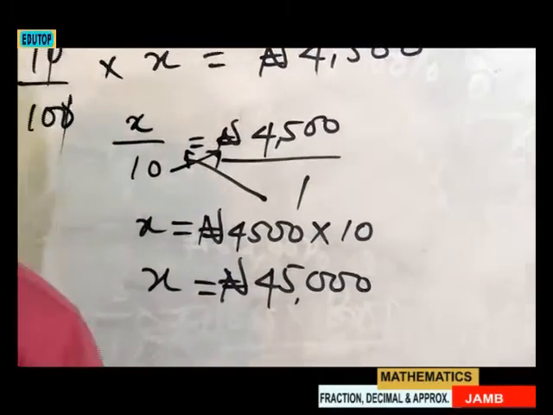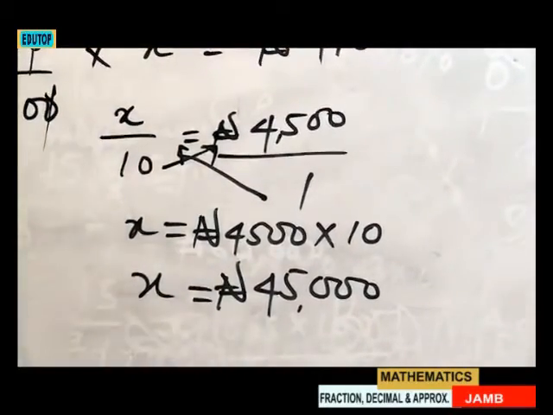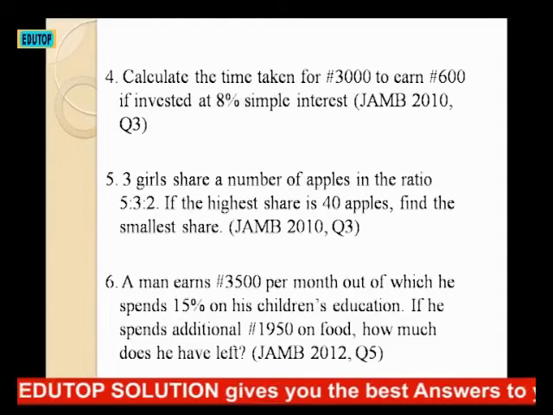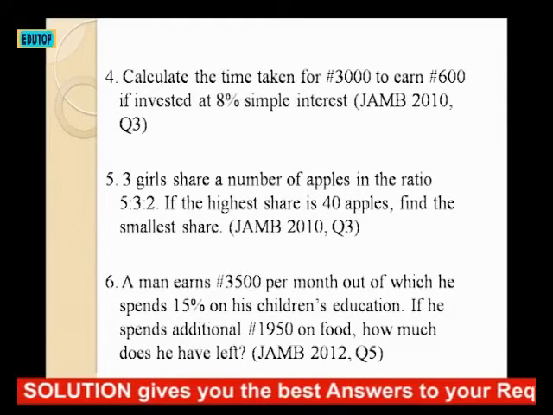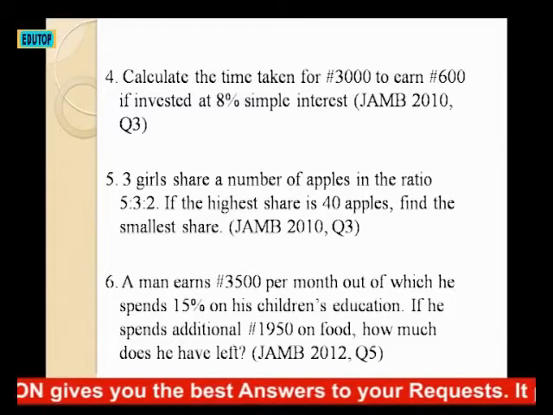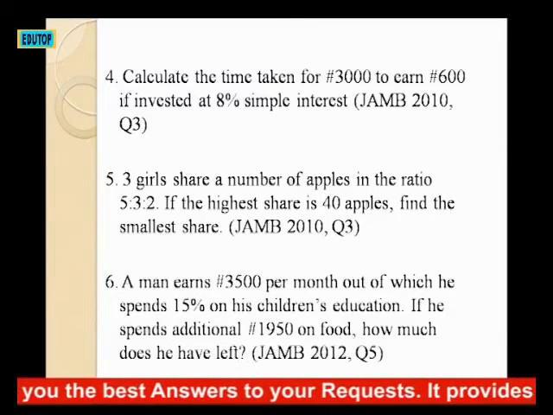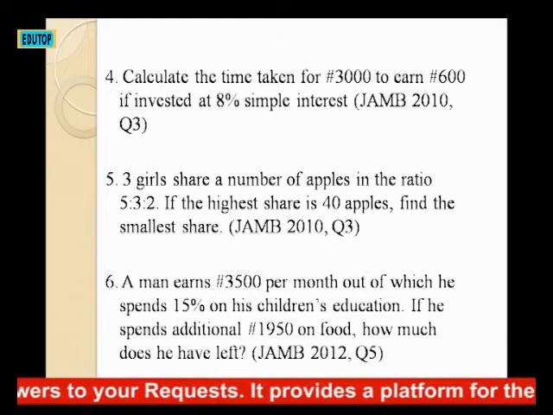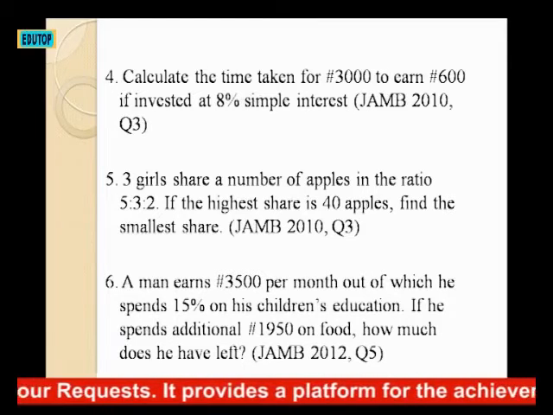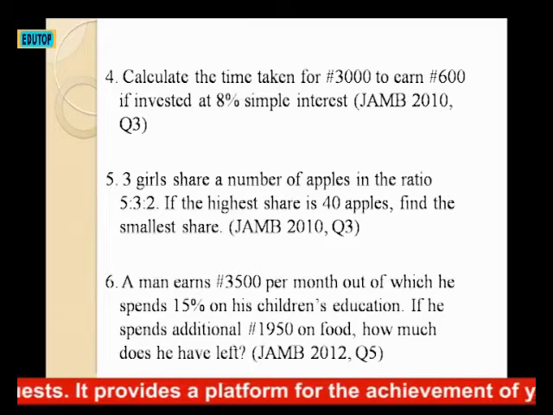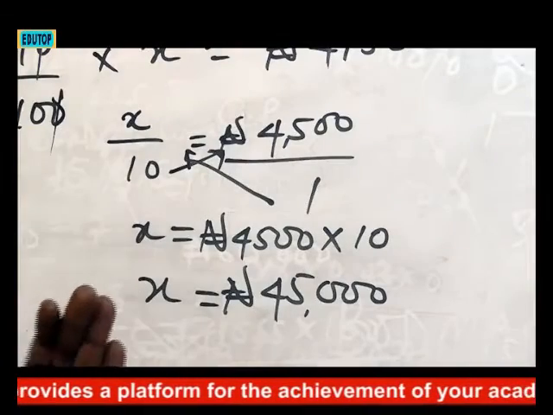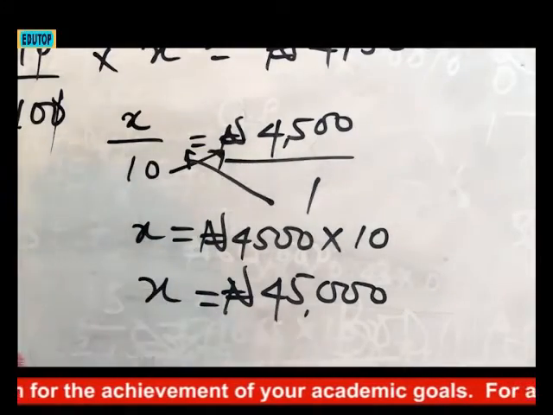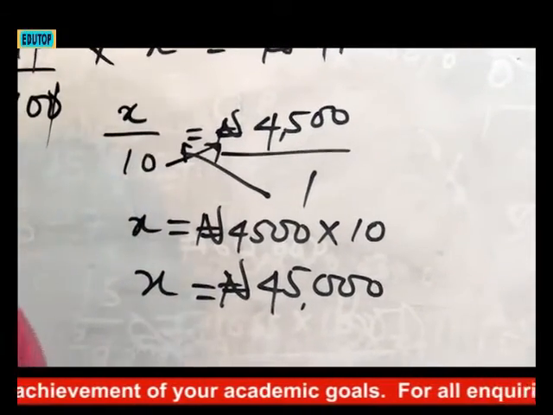So that means the man's net monthly income is 45,000. Then the next question, question number 4, says: calculate the time taken for 3,000 naira to earn 600 if invested at 8% simple interest. So this one is also JAMB 2010, question number 3. These are successive questions to show that this topic is JAMB centered, and these are typical JAMB questions.